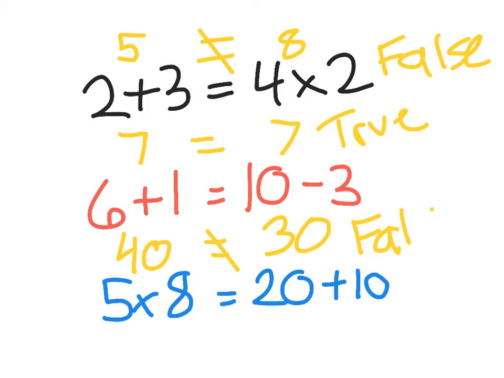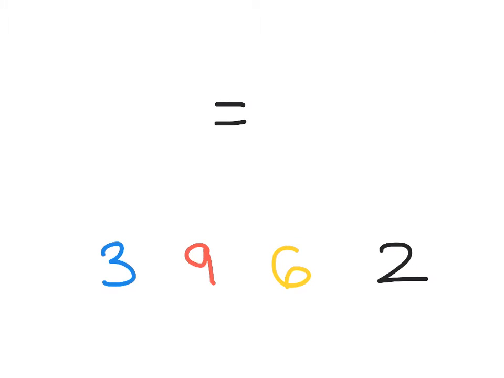So when you're presented with problems like this, all you need to do is solve both sides of the equal sign and see if they equal each other. The other thing you'll need to do is you'll be given a couple of different numbers, and you have to work with the numbers to figure out how to make them equal. So in this example, I'm given 3, 9, 6, and 2, and I need to figure out how I can combine those numbers to make both sides of them equal.